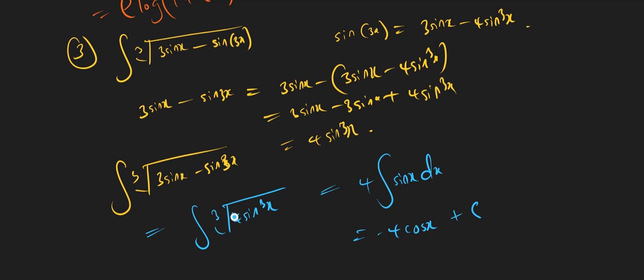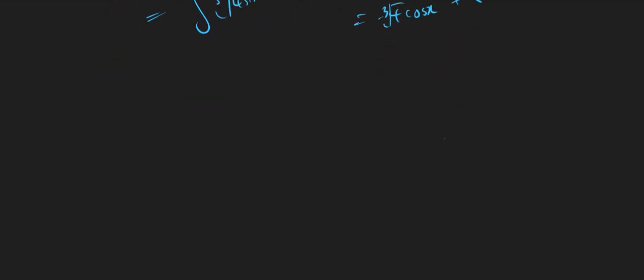Okay, this is not 4, this is cube root of 4. So this is going to be the cube root of 4 times cosine of x plus c. So we're done with problem 3. Remains to do problem 4 now.